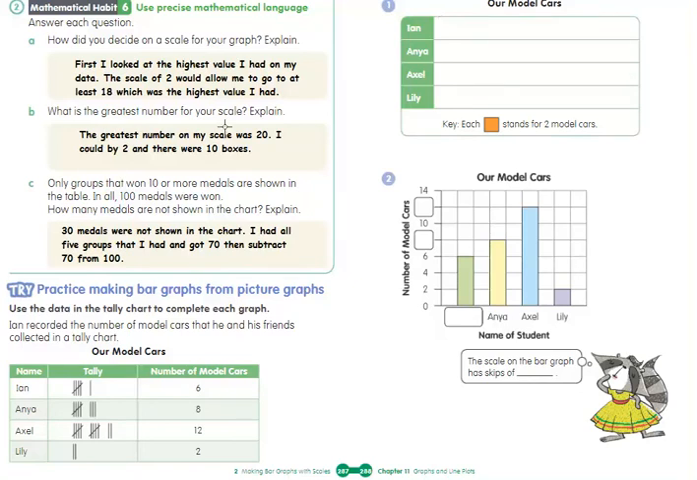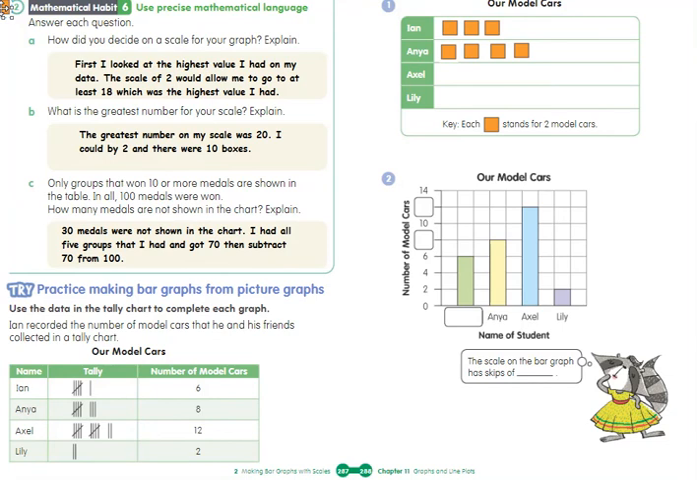Ian had 6. So we have 2, 4, 6. So now I only have 3 squares. Anya had 8. So we have 2, 4, 6, and 8. So now I can stop because she had 8 cars.